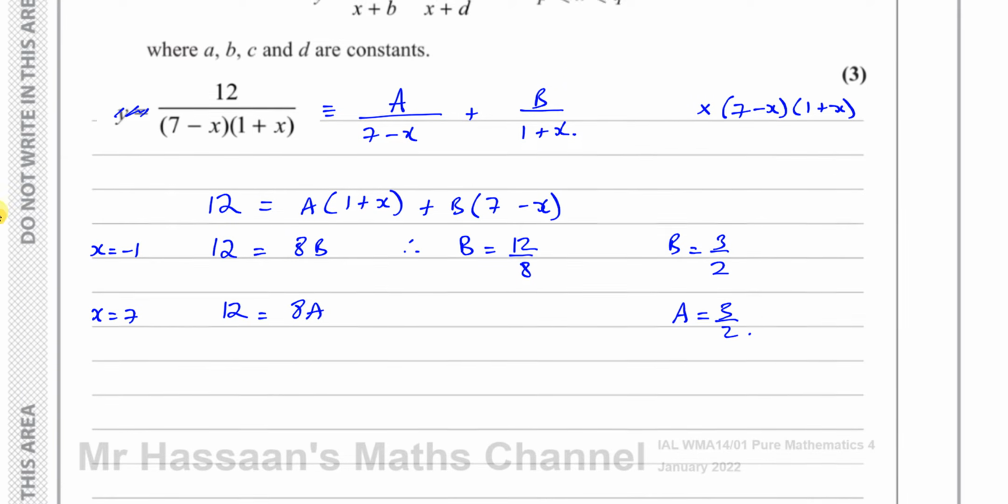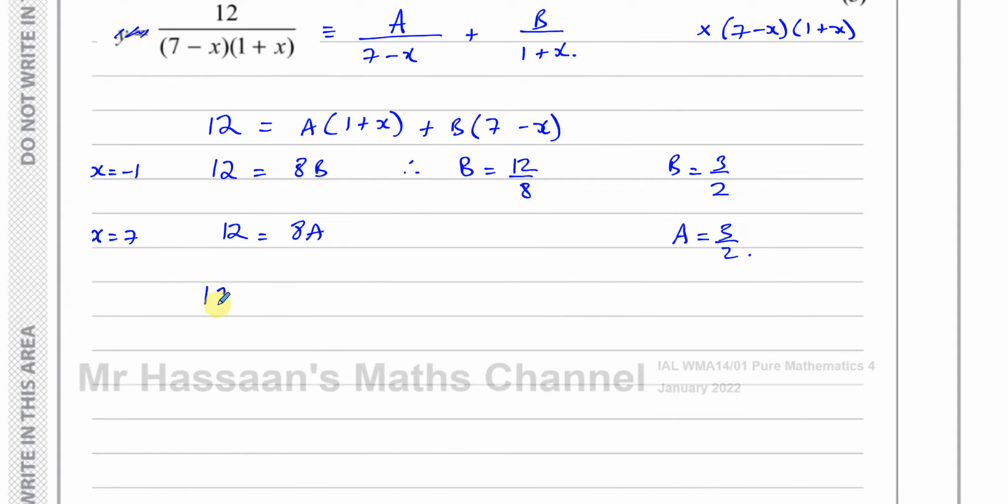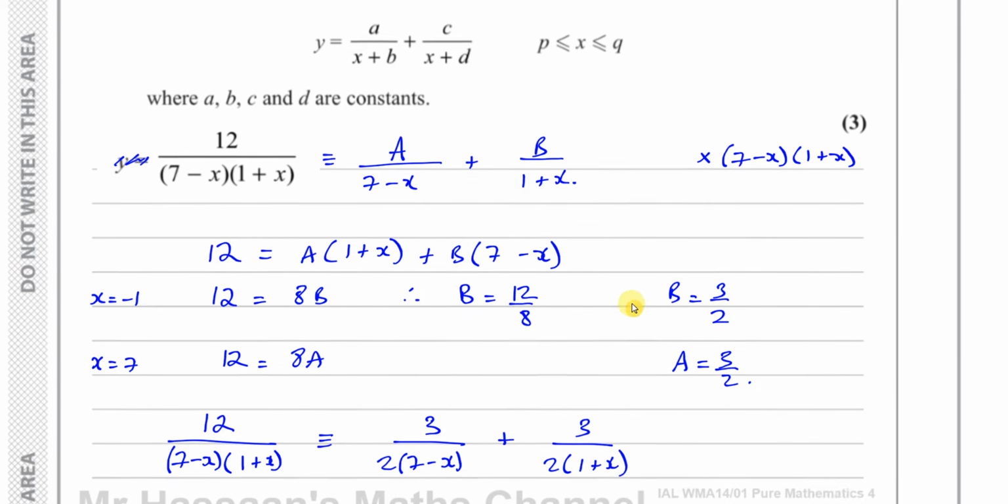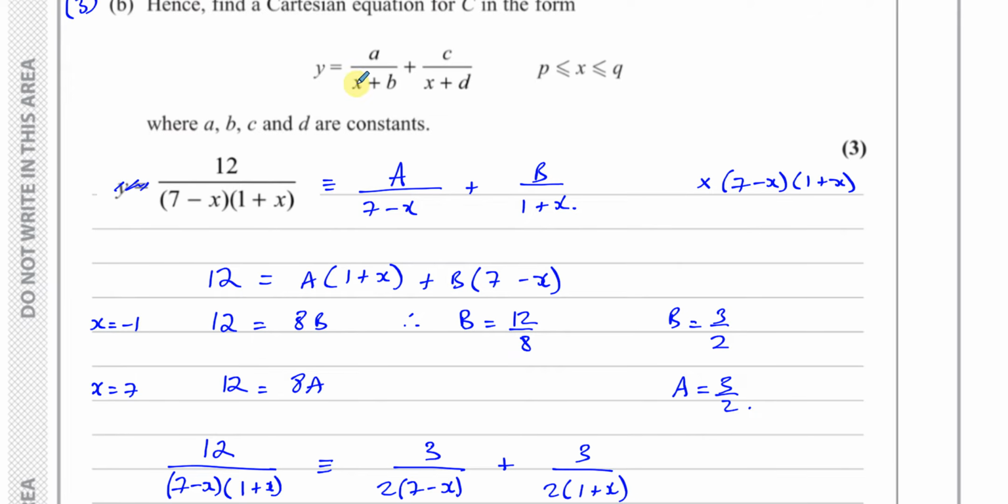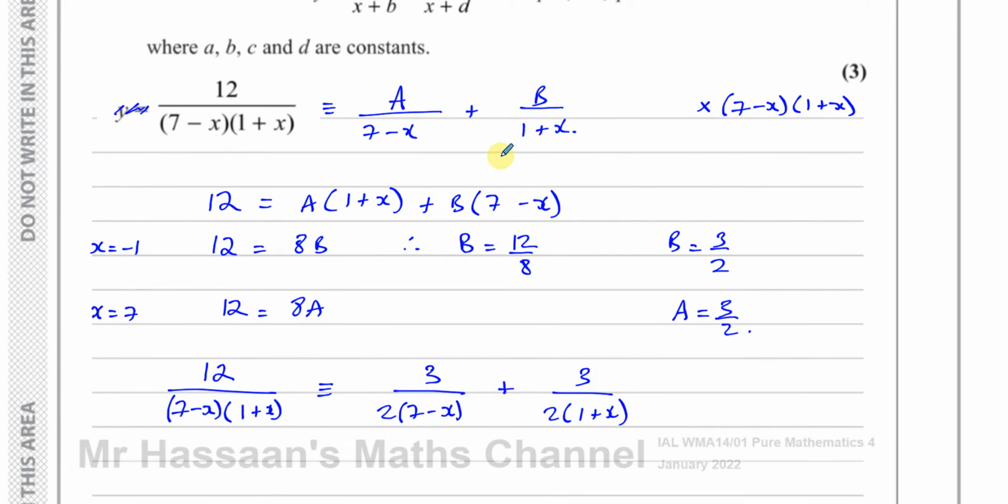So now we can rewrite this. We can say 12 over 7 minus x times 1 plus x is identical to 3 over 2 times 7 minus x plus 3 over 2 times 1 plus x. Okay, so now we want to write it in the form that looks like this: a over x plus b plus c over x plus d, where a, b, c, d are constants.